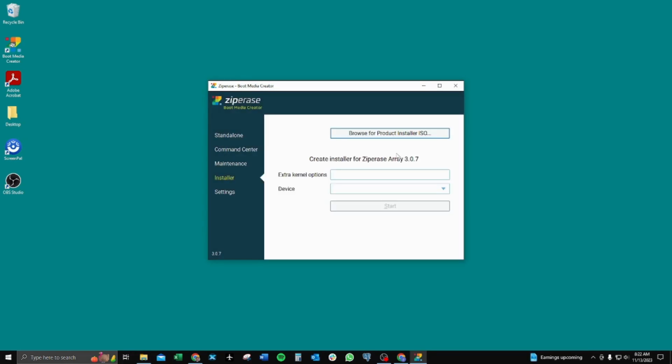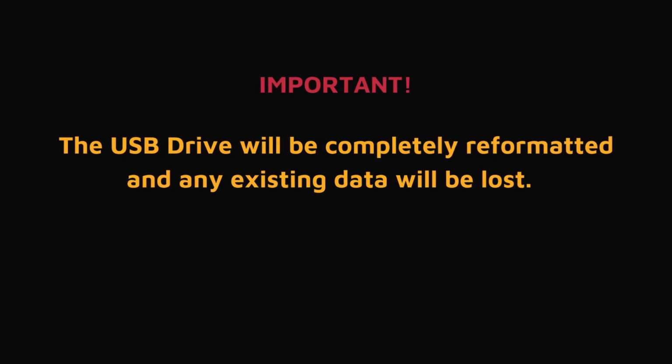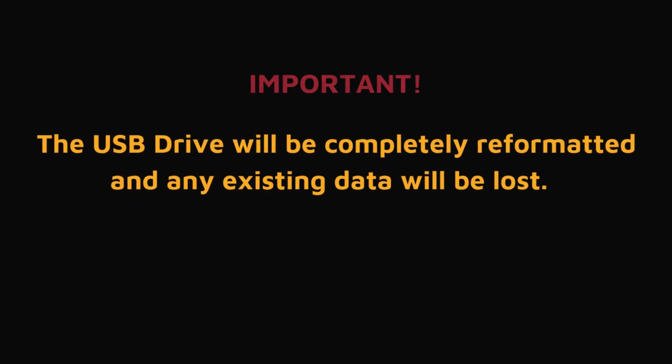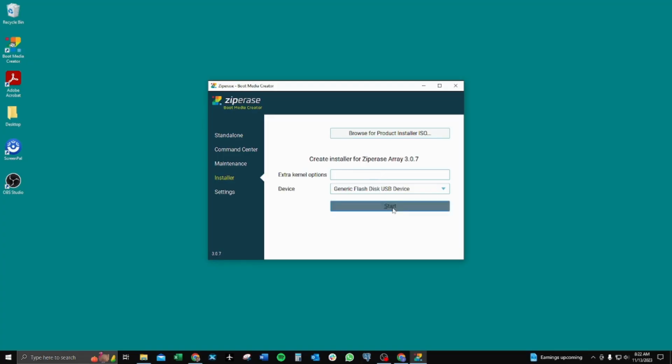Now it's time to plug in our USB. We can see it appear in the device list right away. If we have multiple USB devices connected, we can click the drop-down menu to select the right one. Remember, the drive we use will be completely reformatted, and any existing data on that drive will be lost. Once we've selected the appropriate USB, we can click Start.